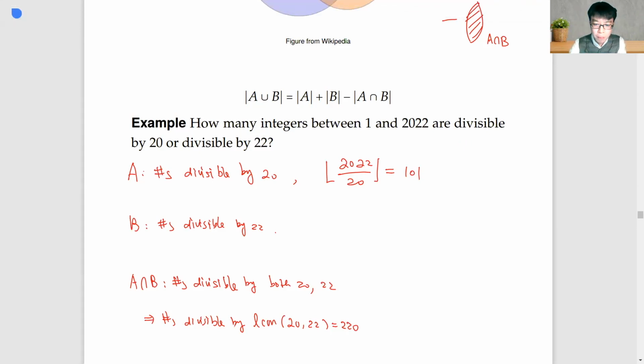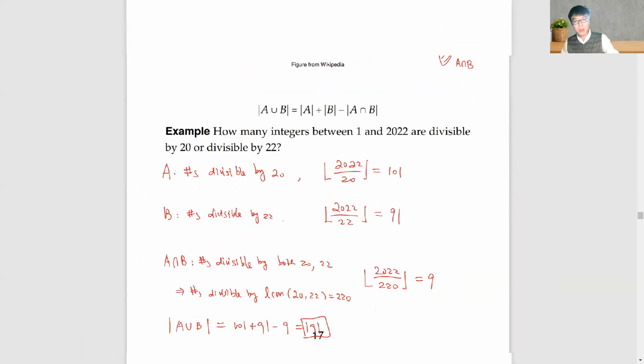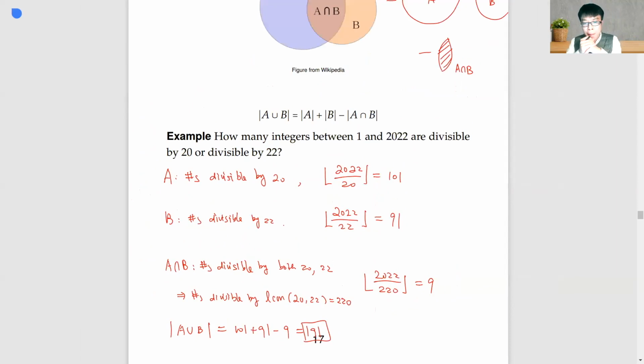And second, we do B, 2022 divided by 22. Similarly, we take the integer part, floor function applied. It corresponds to 91. Okay, it's 91 point something, smaller than 92. Finally, we have 2022 divided by 220. Take the integer part, it's equal to 9, I think. So finally, we see A union B is equal to 101 plus 91 minus 9, which is 183. Okay, so that's the answer. We have 183 numbers between 1 and 2022 divisible by 20 or 22.